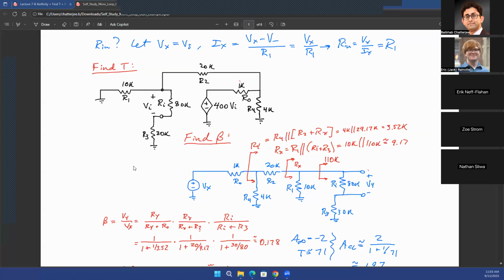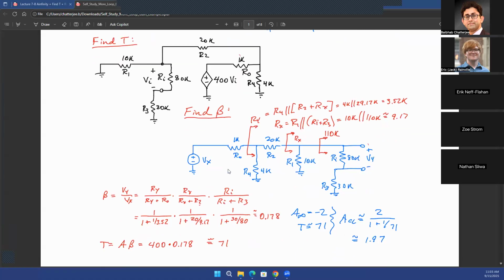So it's exactly the same as what we saw in the previous examples. All right, so now let's take a look at the numbers. Ri was 80 kilo ohms and R3 was 30 kilo ohms. So if you're looking at the resistance at this point, you basically see a series combination of 80 kilo ohms and 30 kilo ohms. So this is 110 kilo ohms.